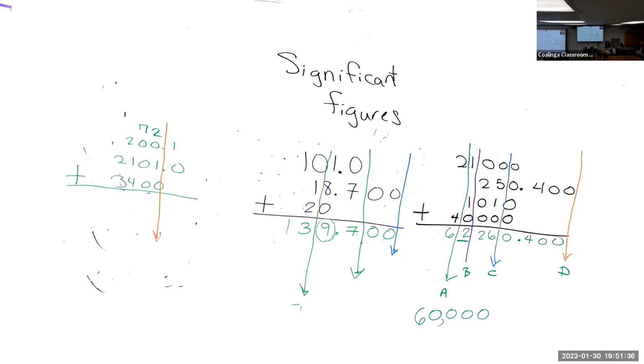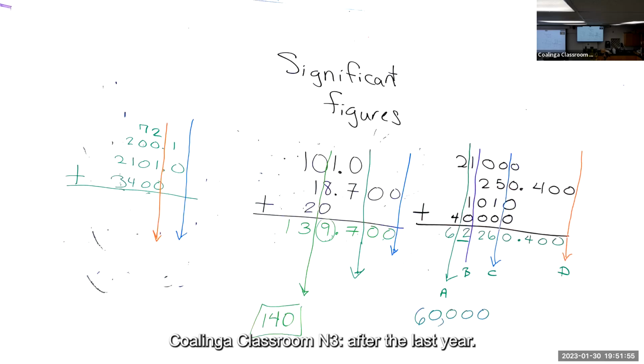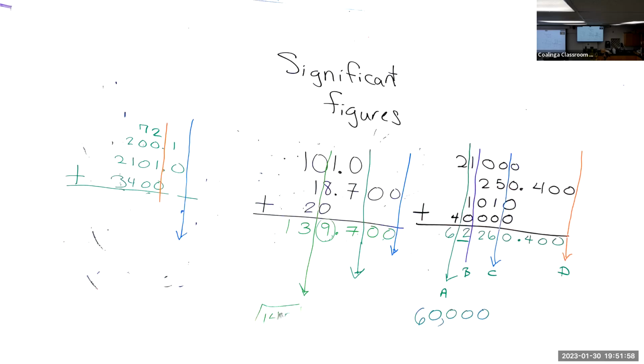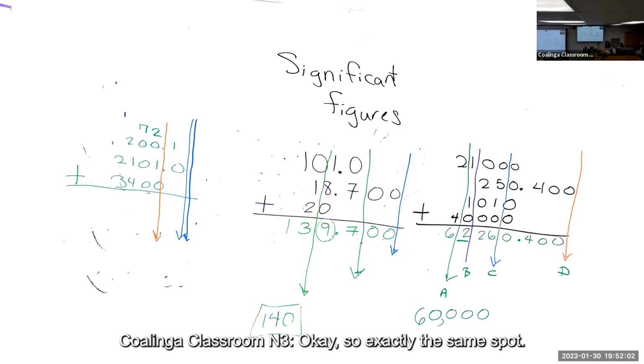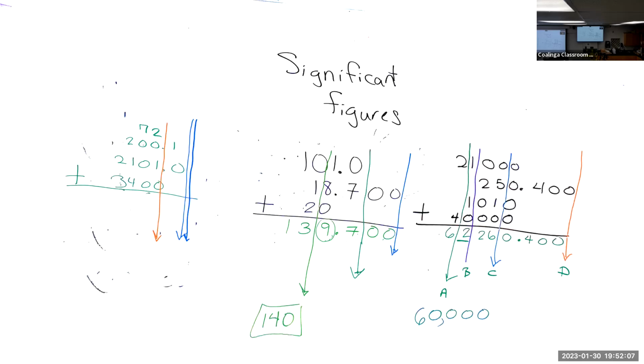Okay, second number. Third number. After the last zero. You're ahead of the game. Okay, exactly the same spot. And then the fourth number. After the fourth.